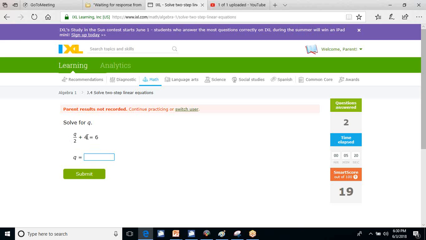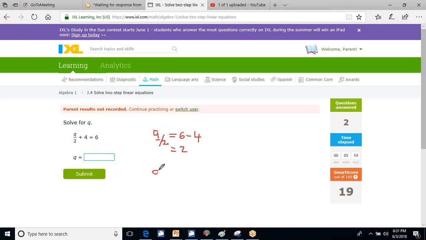Q over 2 plus 4 is equal to 6. So you do the same thing that I've been telling you. Keep the letters on one side. So Q over 2 is equal to 6. But you're going to take the 4 to the right hand side. So you have to change the sign. So it becomes minus 4. So 6 minus 4 is 2.